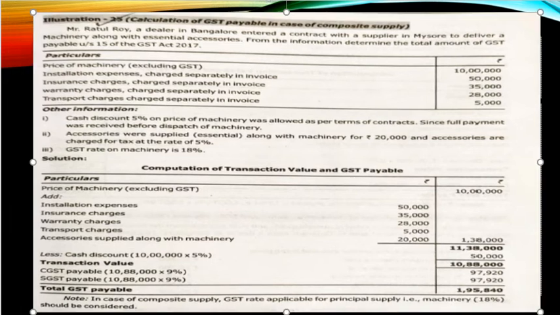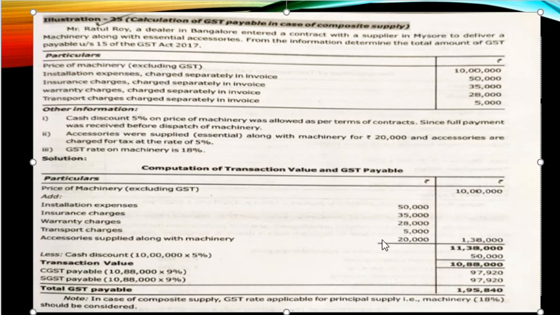So now let us get into the solution and we will clearly understand how it works. So now computation of transaction value and GST payable, particulars and amount. So price of the machinery, which is excluding GST, so we can take directly the amount, which is 10 lakh. Then we will add all the expenses which is incurred along with the asset what we have purchased. Installation expenses should be added, which is 50,000. Insurance charges, which is 35,000. Warranty charges, which is 28,000. Transport charges, which is 5,000.